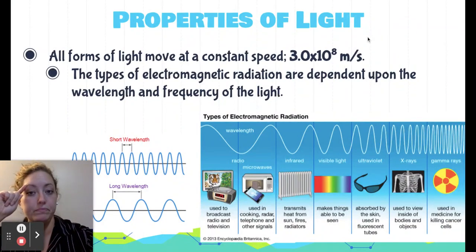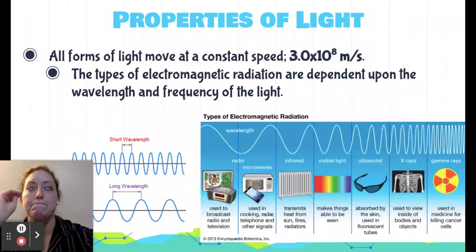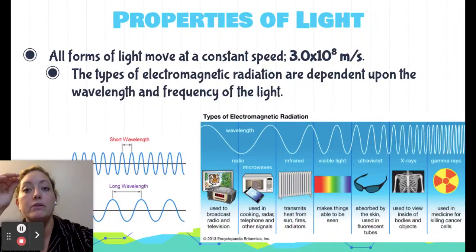Anyway, so properties of light. All light moves at a constant speed, like visible light, I should specify. Visible light moves at a speed of 3.0 times 10 to the 8th meters per second.